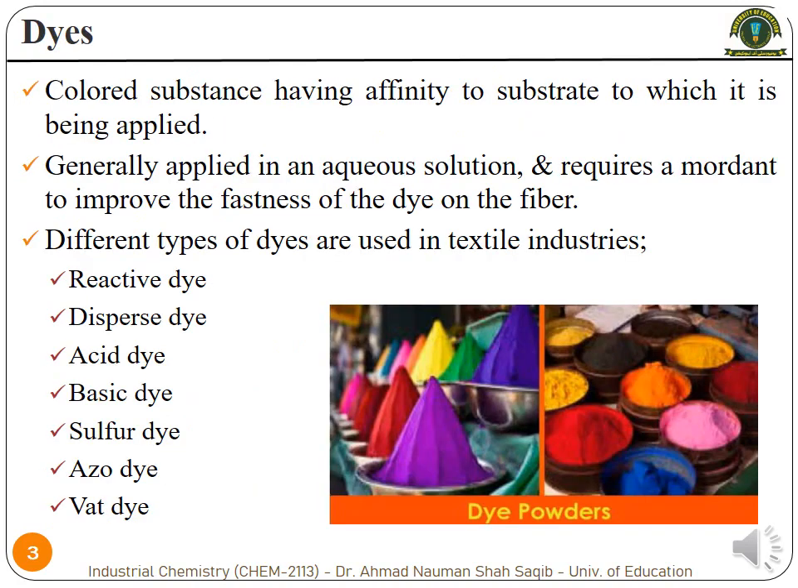So after fibers and fabric, the third important raw material is dyes. We know that dyes are colored substances which have affinity to the substrate to which they are being applied, and the basic purpose of applying dye is to give color to the fabric. Depending on what kind of fabric we are using, different colors or different prints are applied. So dyes are used to give color to the fabric material.